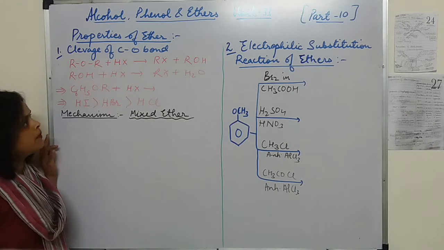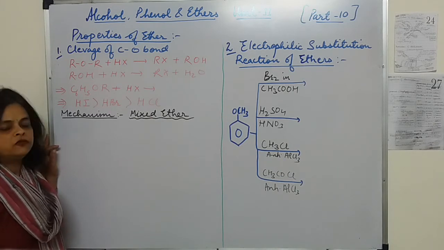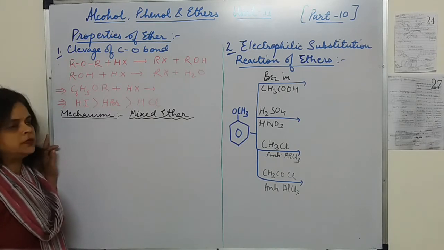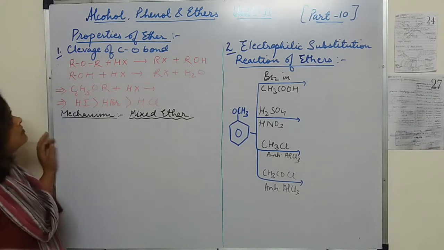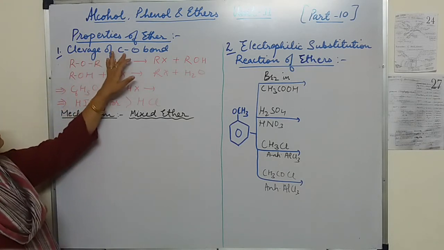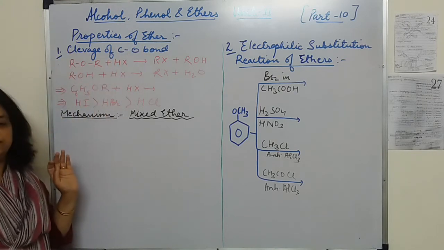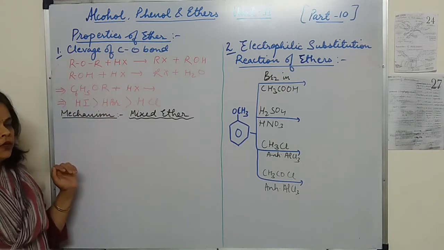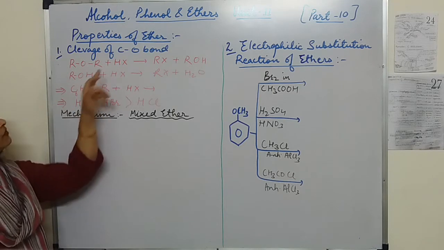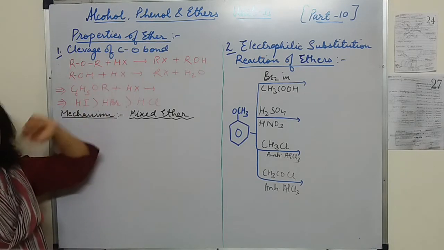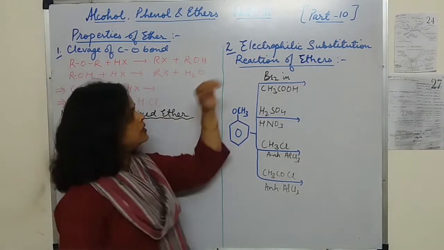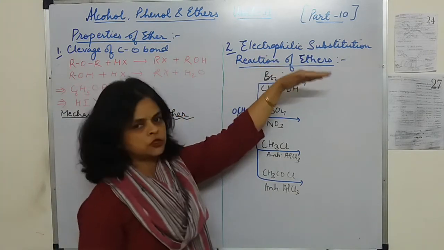Now in the properties of ethers, we have to discuss two types of reactions given by it. We know that ethers are the least reactive functional groups, so they do not give many reactions. Only two types we are going to see. First, when the cleavage of the carbon-oxygen bond takes place. And second, electrophilic substitution reactions of ether.